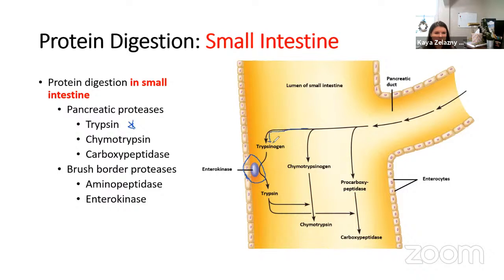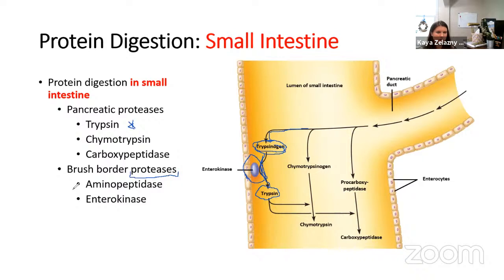So trypsin does initially get secreted in this form, trypsinogen. So we could think of that as like a zymogen, right? Trypsinogen would then get activated by enterokinase, an enzyme in the brush border, into trypsin. So remember that enzymes are proteins, which is why they are activated by proteases.